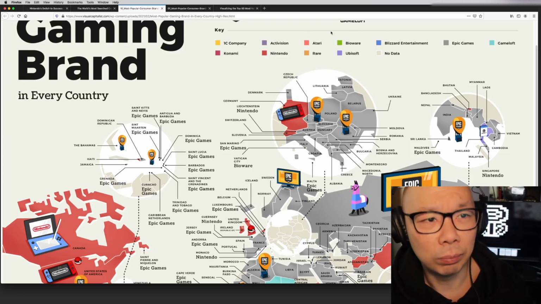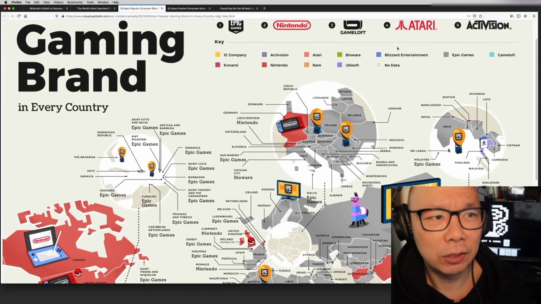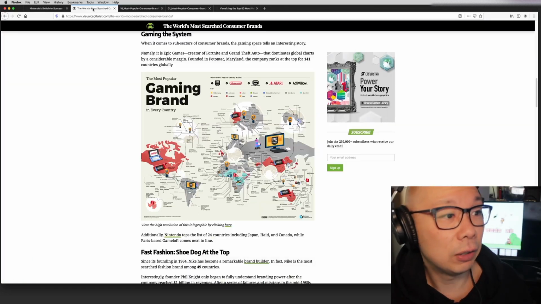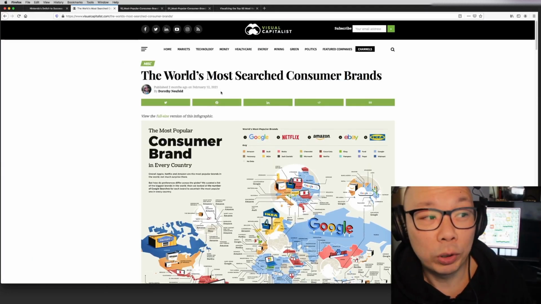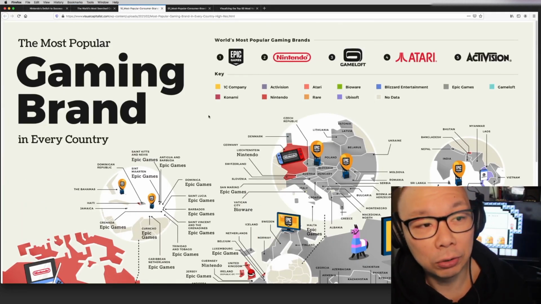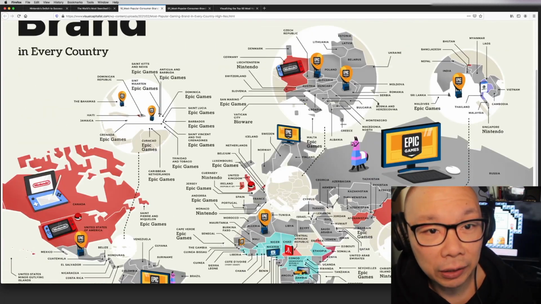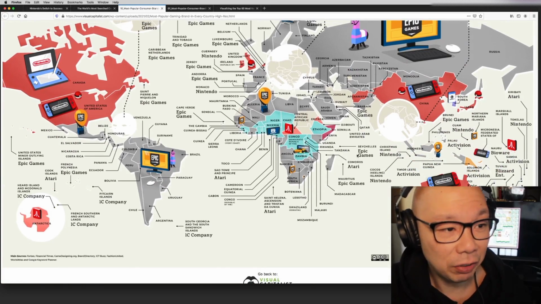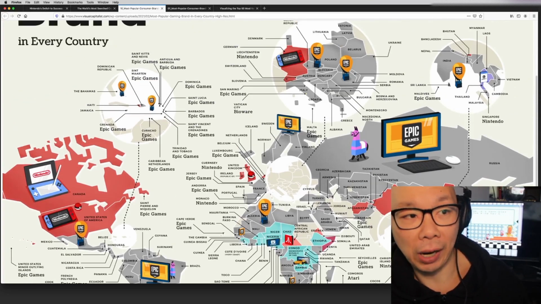Blizzard, Activision. But that really should have been one, right? Activision Blizzard. But they separated the two for whatever reason. And I believe this particular visual is as of, let me look and see, February 12, 2021. So I'm not sure why Blizzard and Activision were separated as two different companies. I tried looking for Blizzard, and I don't see it on this map. It has to be very insignificant for it not to show up, probably compared to other companies or other brands of games.